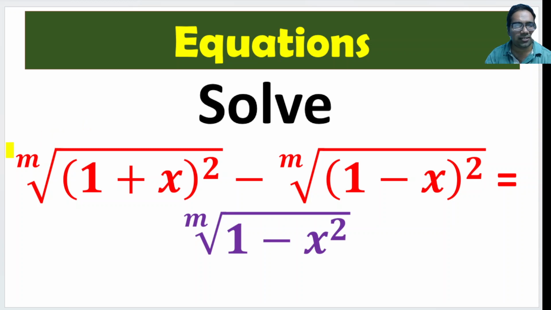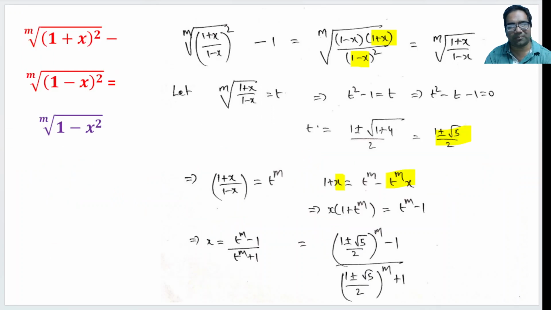This problem can be generalized, and it can be given in exams or tests that m can be replaced with 3, 4, 5, 6, whatever it is. We have solved the generalized problem. This can be applied anywhere. So this is the final solution: x equals (1 plus or minus root 5 by 2) whole power m minus 1 by (1 plus or minus root 5 by 2) whole power m plus 1. The trick here is to convert this into quadratic form. Hope you like this. Thank you.